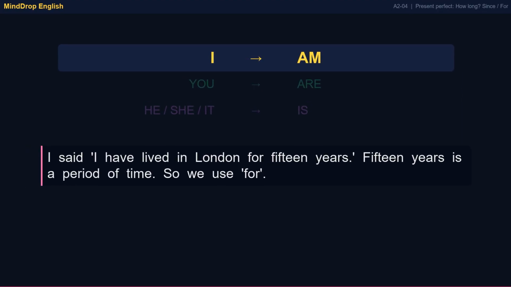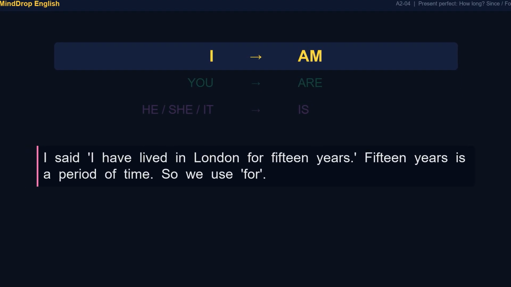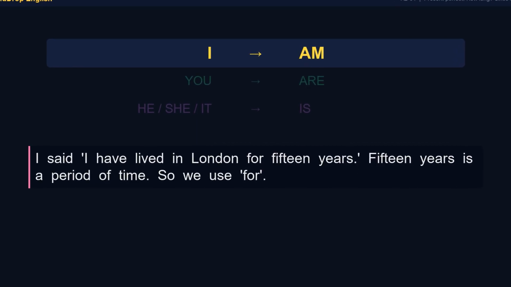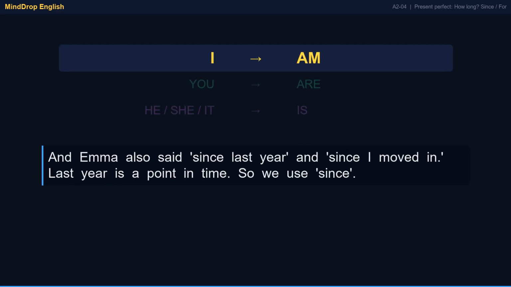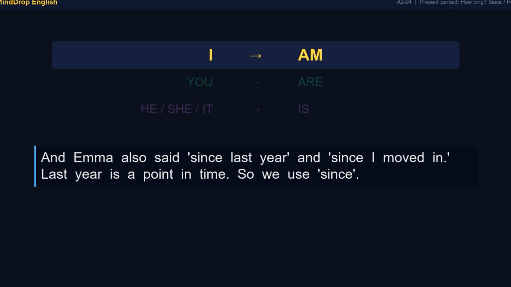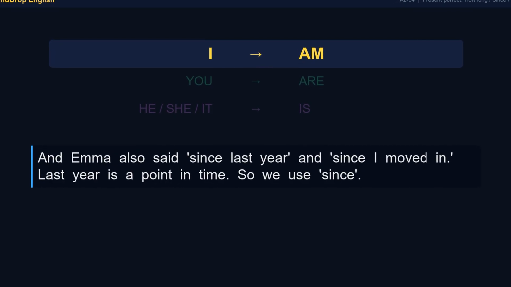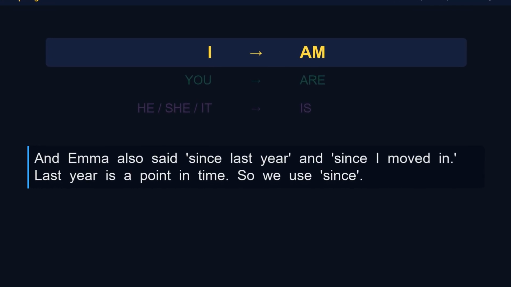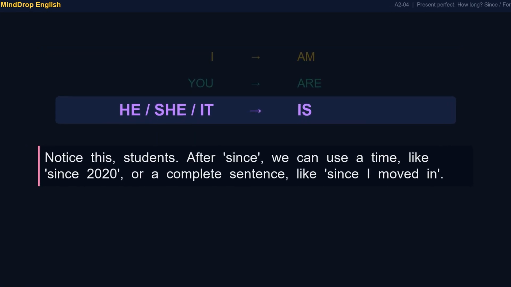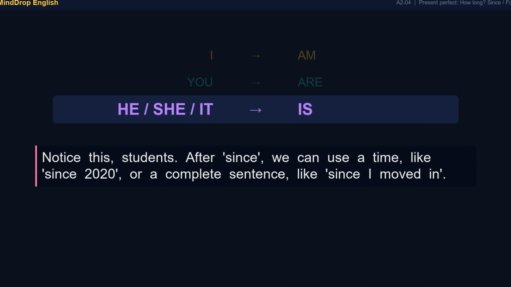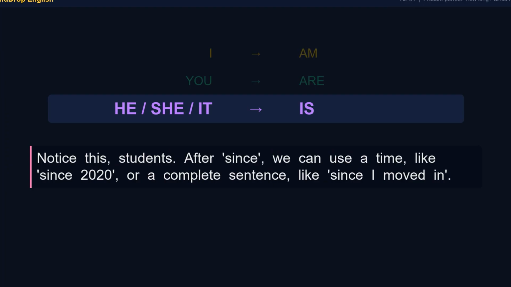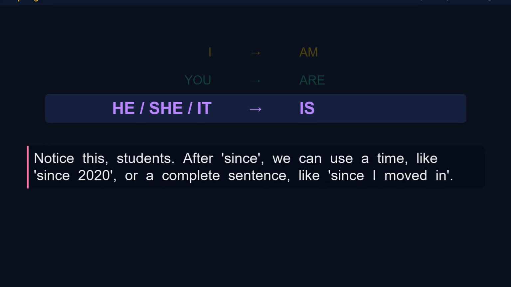I said, I have lived in London for 15 years. 15 years is a period of time. So we use for. And Emma also said, since last year, and since I moved in. Last year is a point in time. So we use since. Notice this, students. After since, we can use a time, like since 2020, or a complete sentence, like since I moved in.